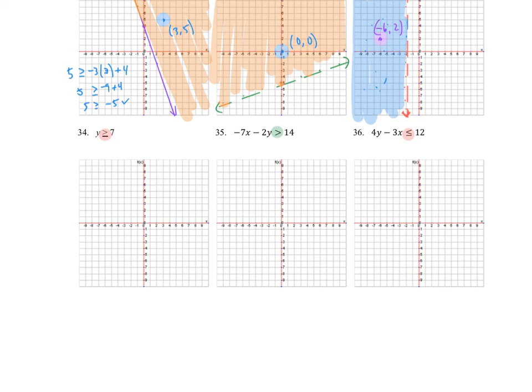Okay, so then y is greater than or equal to 7. So remember, y lines are horizontal lines, so I would draw a horizontal line through y equals 7. And that is a solid line since it's equal to. And arrows. It says y is greater than 7, so that would get shaded above the line.